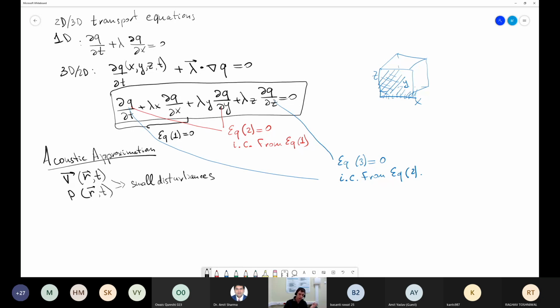So P will not be the total pressure of the water, of the fluid, but P total as a function of r and t minus P at the equilibrium. We will denote it as P small. This will be the P small as a function of r and t. The same is valid for V. We will obtain the second of equations.